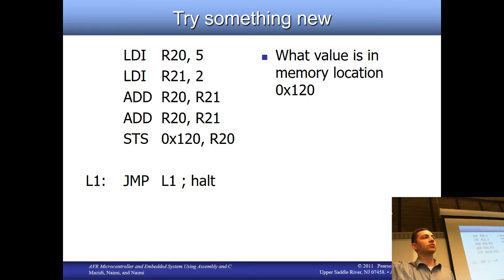I got a couple takers. All right, how many people disagree with those couple takers? All right, in the blue shirt, what is stored in address 120?